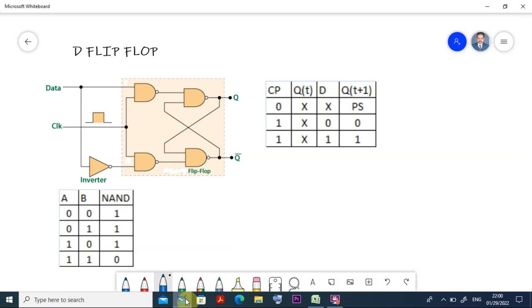You can see here, in the previous SR flip-flop, we were putting S here and R here, and below, R here. But now there is no concept of S and R here. We are removing this one, here also, and here also. Instead, I put the data here, D. We say D flip-flop means data flip-flop, or the delay flip-flop.